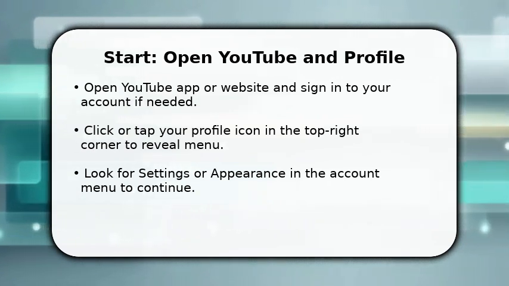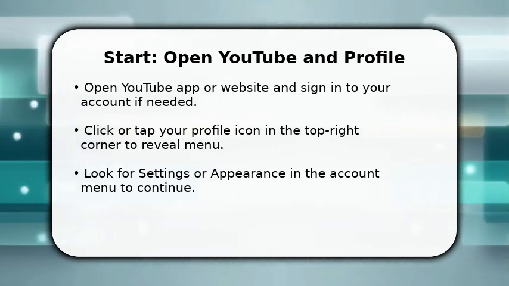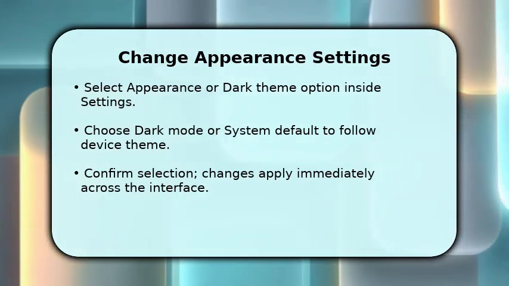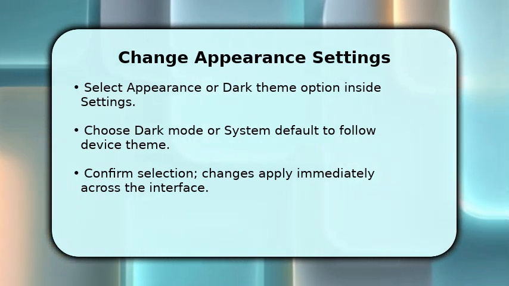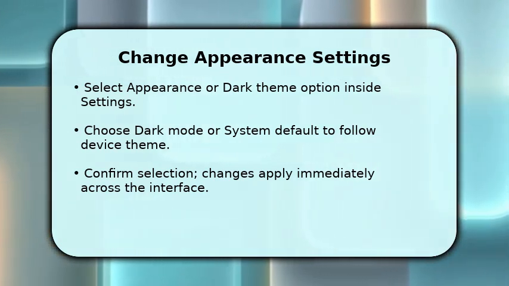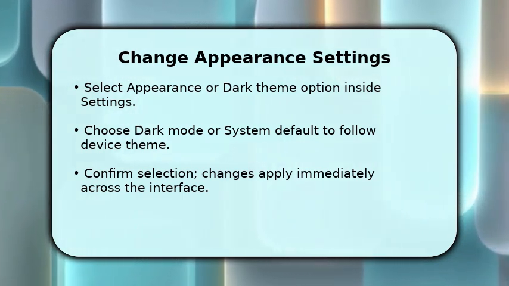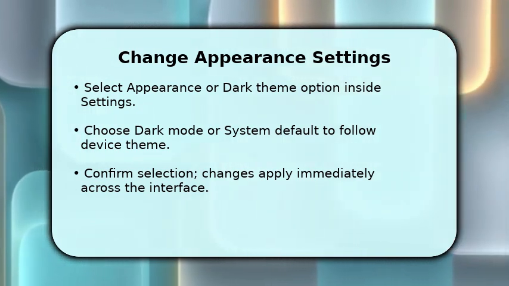Starting here saves time versus digging through browser settings, and it ensures you change the mode for your account or device specifically. Once you're in Settings, find Appearance or Dark Theme. It's often under General or Display. Click Appearance and you'll see options like Light, Dark, and Use Device Theme. Choose Dark to force the dark palette, or select Use Device Theme to match your phone or OS. Make sure to tap or click Confirm if required.